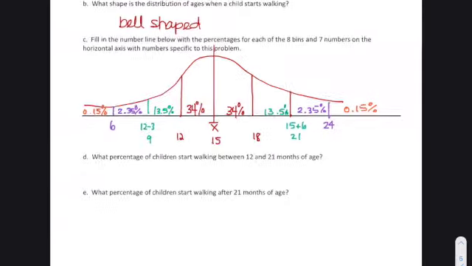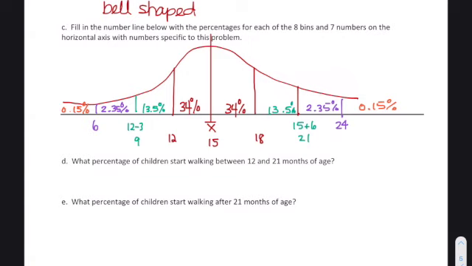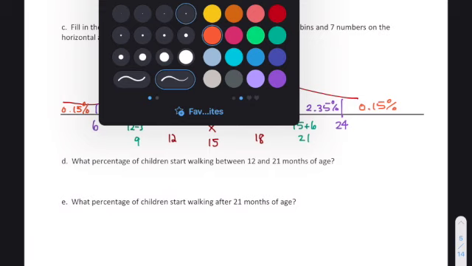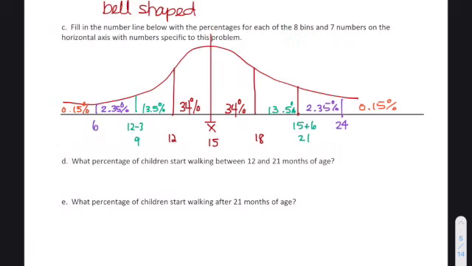Okay, now let's ask questions. What percentage of children start walking between 12 and 21 months of age? Okay, so now it's so important to figure out how to do your empirical rule, because now the question is based on 12 months, well, here's 12, and 21 months, okay, 12 and 21 months right here. What percentage of children start walking between those months?